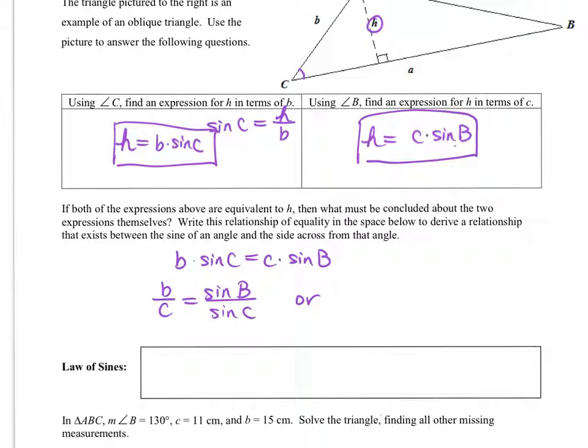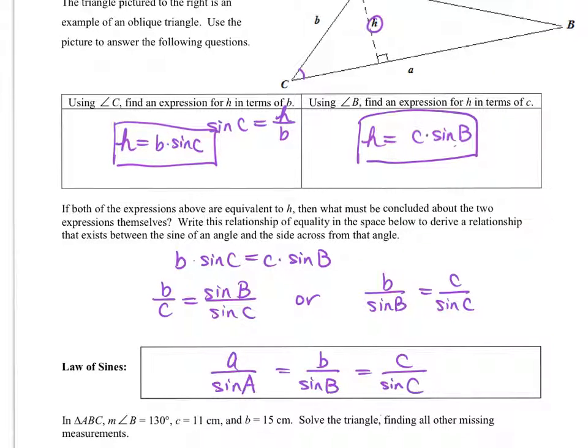Or another way of doing it is B over sine of angle B should equal C over sine of angle C. So this, by the way, you just discovered law of sines, which states A over sine A should equal B over sine B should equal C over sine C. Another way of stating it is that the length of the three sides of a triangle should be proportional to the opposite angles that these sides face, or it should be proportional to sine of each of these angles.